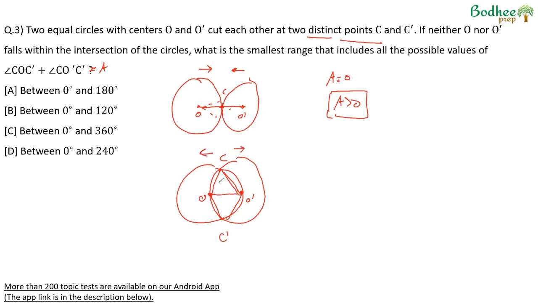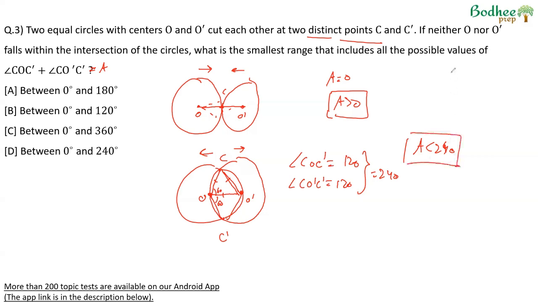But at this point, if you look at it, OC, CO dash, and OO dash, all of these three are radii. Therefore, this will be an equilateral triangle. This angle is 60. Similarly, here this angle is 60 because OC dash, O dash C dash, and OO dash are radii of the circles. So equilateral triangle, and therefore angle COC dash is 60 plus 60, 120. Similarly, angle CO dash C dash is also 120, and therefore their sum will be 240. But we have to stop just before that, and therefore A has to be less than 240. This was the sum which we are calling A. Therefore, the values of A have to lie between 0 and 240.